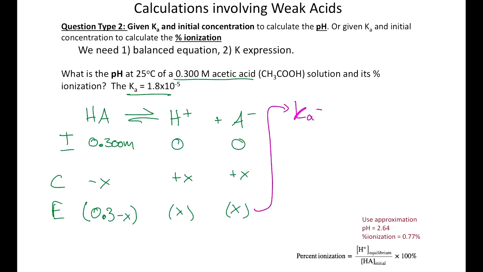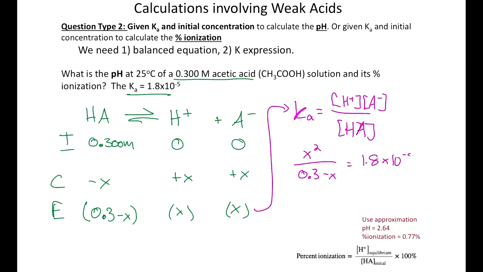Plug it into Ka. Ka is H plus concentration times A minus concentration over HA, or X squared over 0.3 minus X. Does the question give you Ka? Yes. 1.8 times 10 to the negative 5. So this is no different than any other type 2. Maybe use the quadratic equation from chapter 15, but just easier because everything's a 1-to-1 ratio, right?